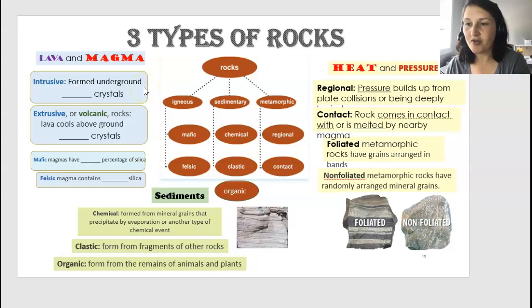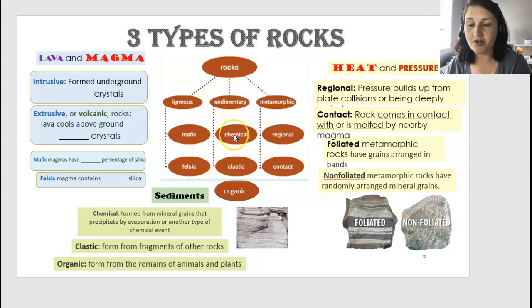The intrusive igneous rocks form large crystals underground because they cool slowly, and so the crystals will have a long time to form. Extrusive igneous rocks cool above ground. They cool really quickly because that lava hits air or water, and so they form small crystals because they don't get a lot of time for crystal formation to develop.